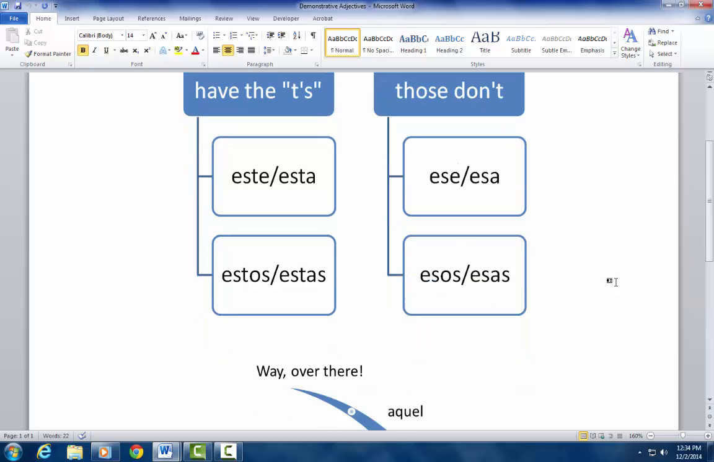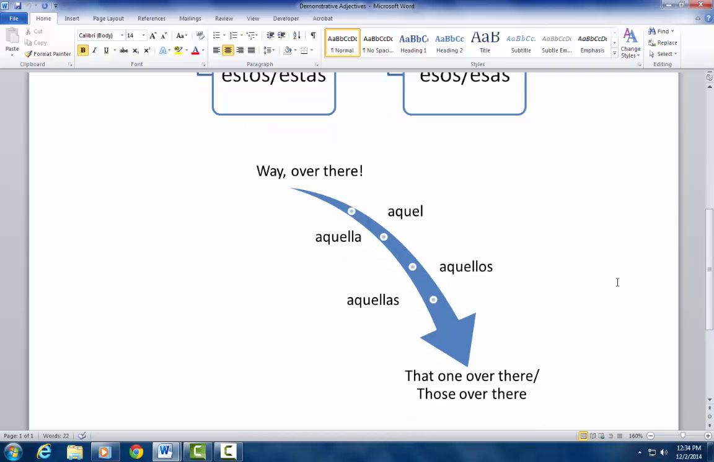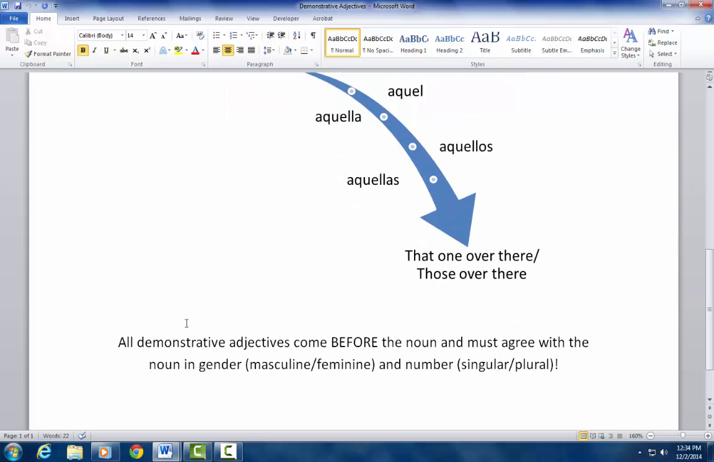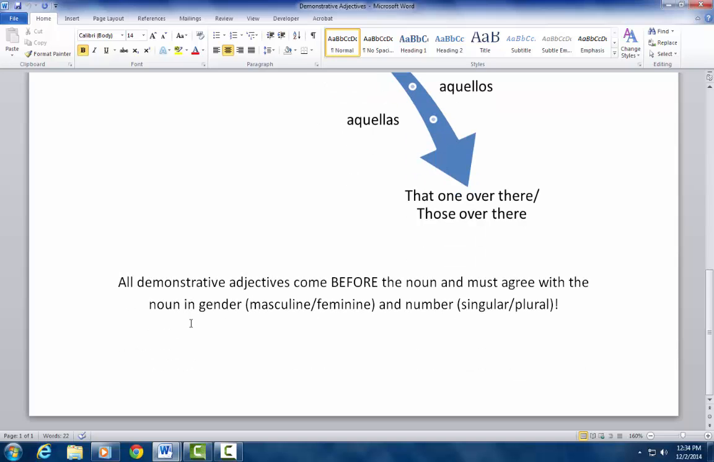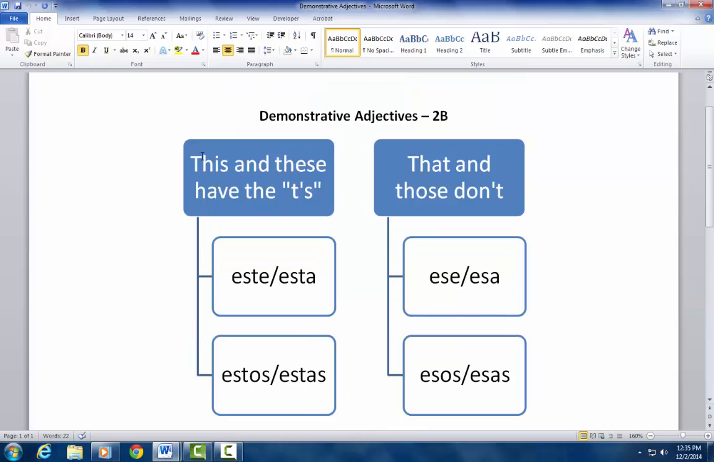Now, there's another set of demonstrative adjectives that we use to say that something is way over there. Okay? Like we're saying that one way over there or those way over there. And there are 4 of those. We have the masculines on the right-hand side, aquel and aquellos. On the left-hand side, we have the feminines, aquella and aquellas. So, all demonstrative adjectives are going to come before the noun, and they must agree with the noun in gender, meaning masculine or feminine, and number, meaning singular or plural. Remember our rhyme, this and these have the T's, that and those don't.